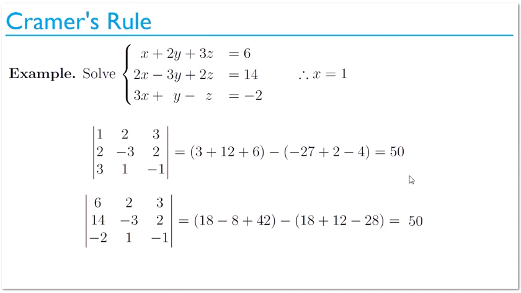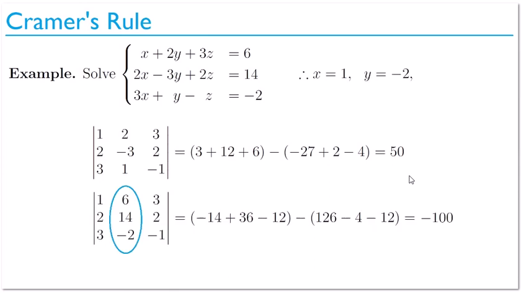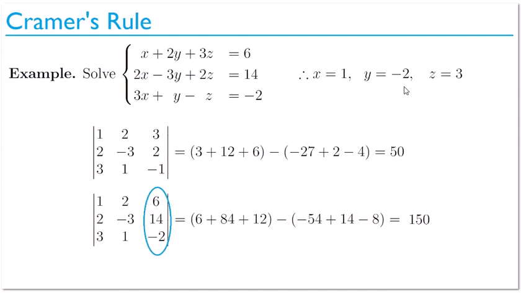Do the same with the numerator for y. Replace the second column of the coefficient matrix by 6, 14, and negative 2. If you do that and get the determinant, you will obtain negative 100. And so you get y is equal to negative 2. And lastly, for the numerator of z, replace the third column of the coefficient matrix by 6, 14, negative 2. Then get the determinant. You will obtain 150. This is the numerator over 50. We get z is equal to 3.